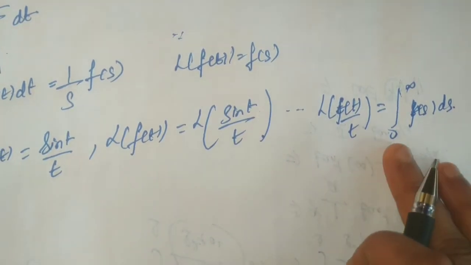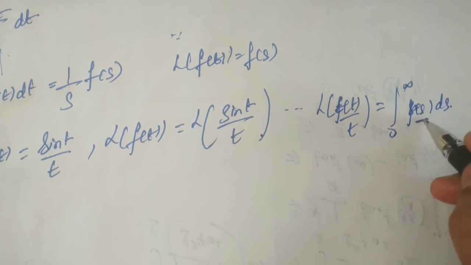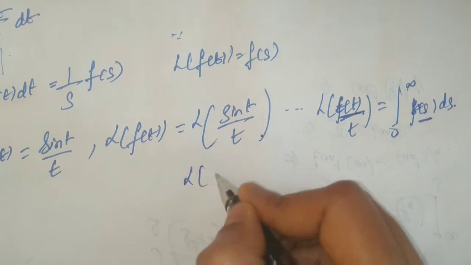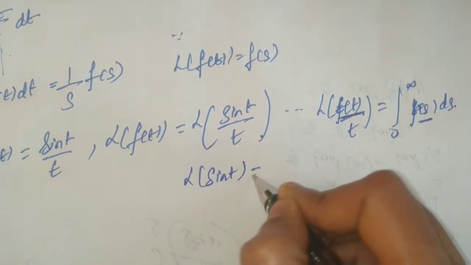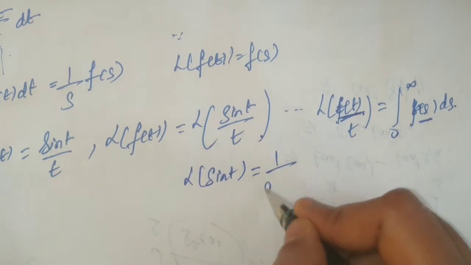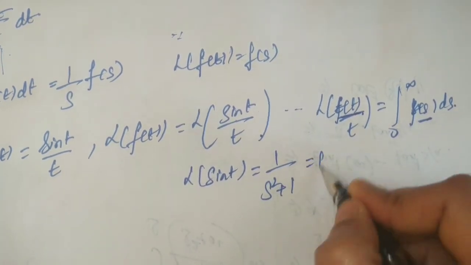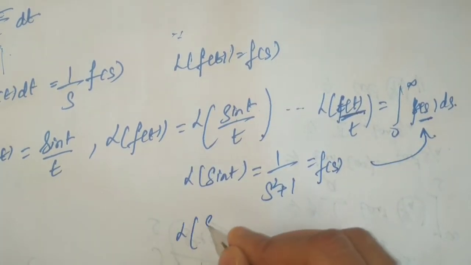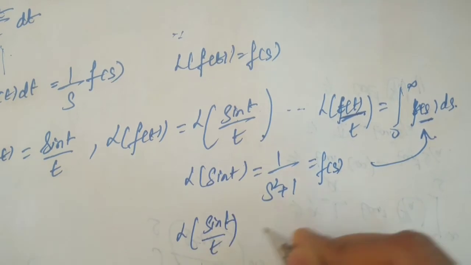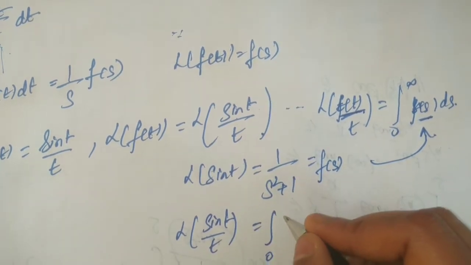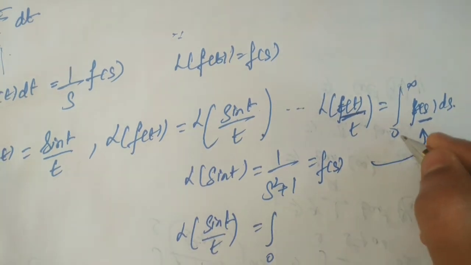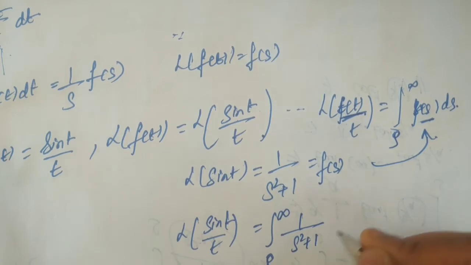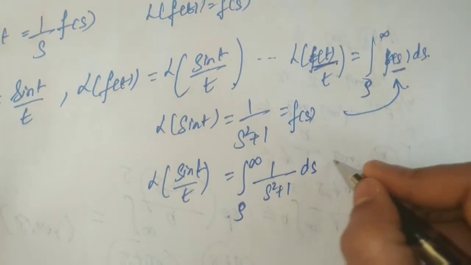Every problem will have a continuation of the formula. So to get f of s, what I have to do? I have to find Laplace transform of f of t. That is sin t, which is 1 by s square plus 1. This becomes f of s. Substitute in this formula. So what we get? Laplace transform of sin t by t is integral s to infinity 1 by s square plus 1 into ds.